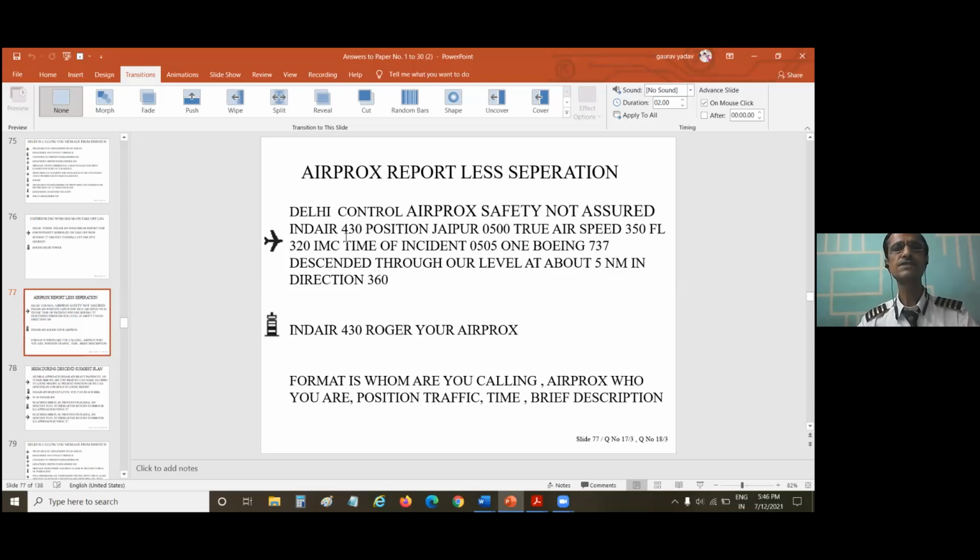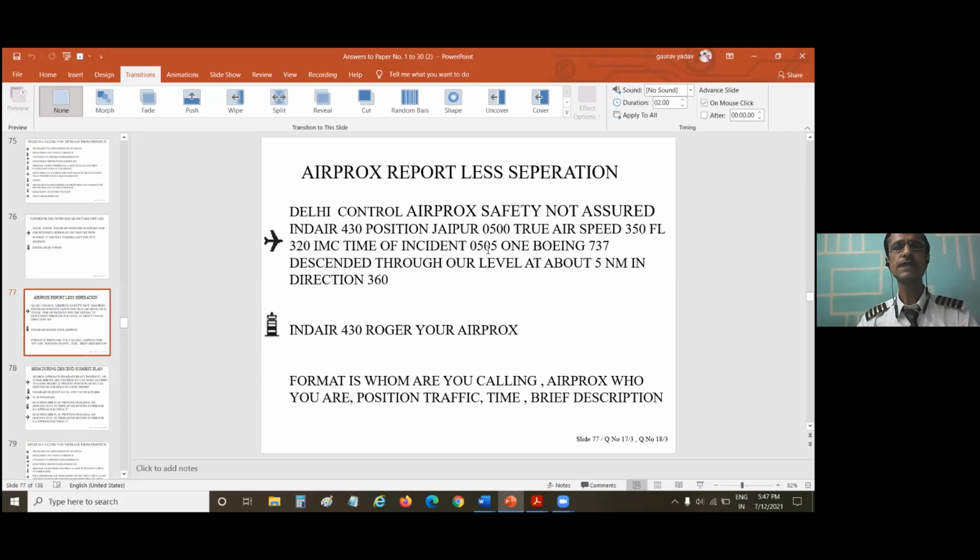Kingfisher 780, position Jaipur, and whatever time you want to put up, Jaipur 0327 you said. Okay, true airspeed 350. If you want to give true airspeed, it's optional, you give. You said 350. Flight level 320, that is your flight level in the question paper. 320, IMC, instrument meteorological conditions. Why I say IMC? Because at 32,000 feet you cannot be flying VFR, you are doing IFR flying. As per the instrument meteorological conditions, there is no clause on visibility. In zero visibility also you can fly. So it's the IMC. You are flying in IMC, and time of incident so and so time.